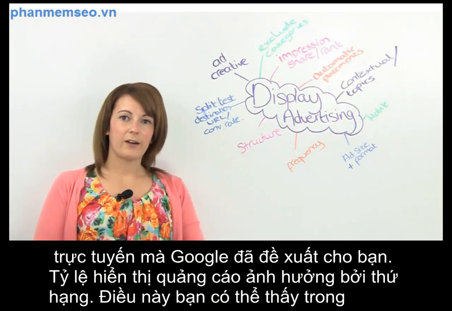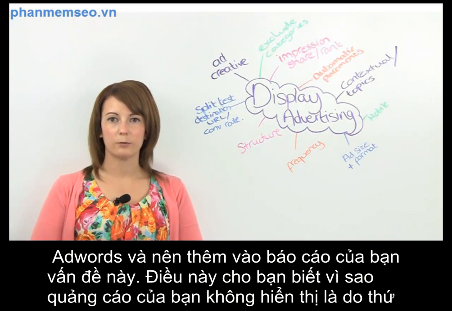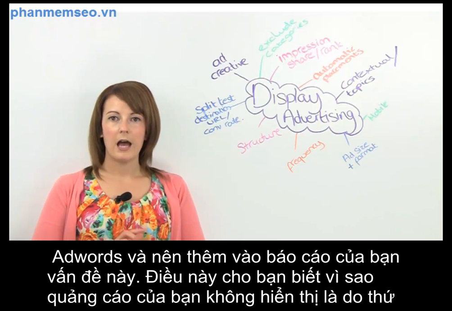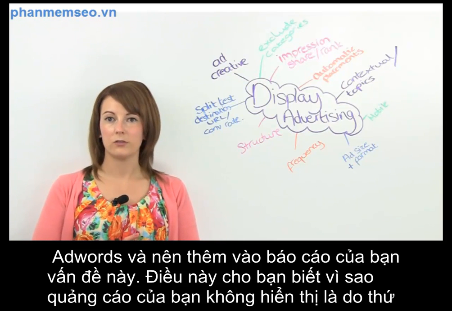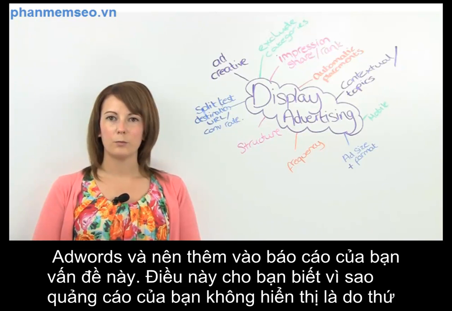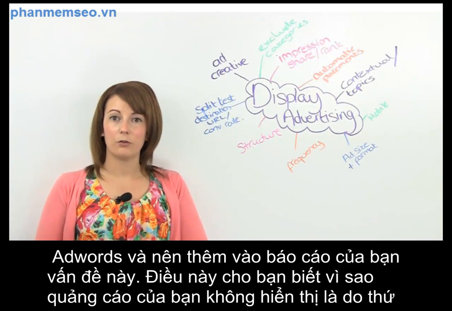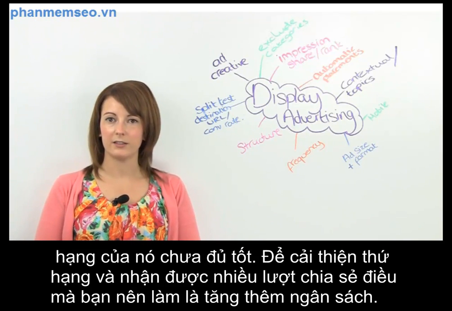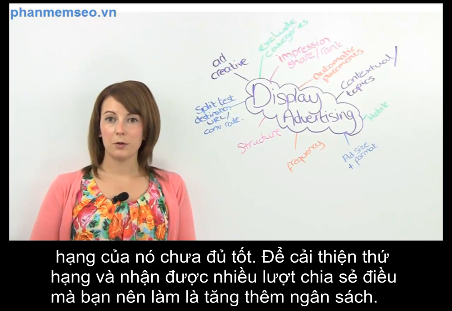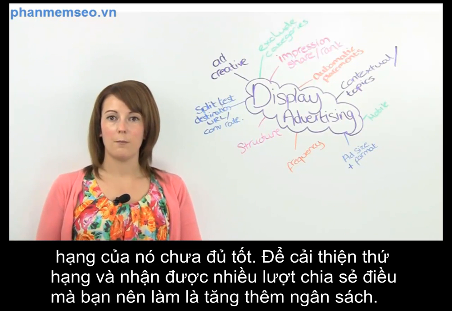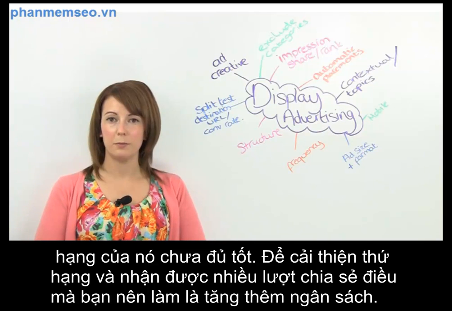Impression share due to rank. This is something you can find in AdWords if you customise your columns. You can just get it as an extra column in your standard report, and it will basically let you know where you're missing out on impression share because your ad rank isn't good enough. To improve your ad rank and get your impression share up, something you can do is increase your bids.